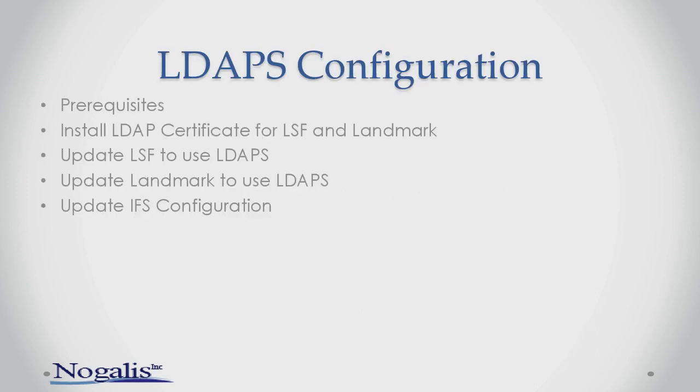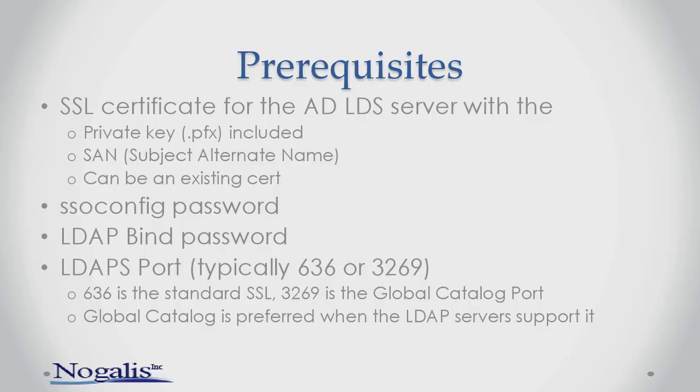Okay, so what we're going to go over today, there's some prerequisites that I want to go over with you, just things you need to know and have available before you get started. Then the first thing that you're going to do is install and configure the LDAP certificate for LSF and Landmark. So you need to make sure that you get all the certificate stuff squared away before you actually start on the LDAP Bind configurations. Then we'll talk about updating LSF and updating Landmark. And then there's just a small change in IFS.